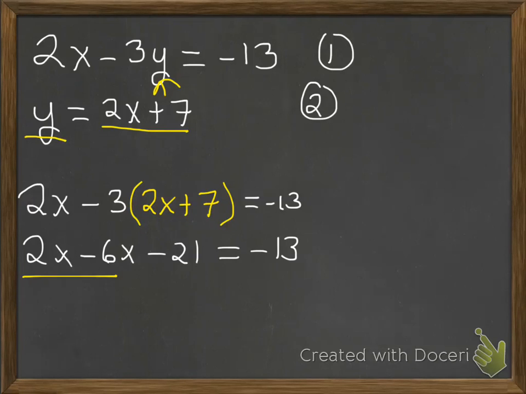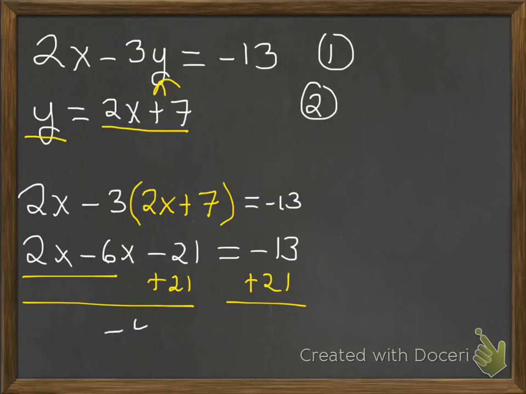Underline there the 2x and the minus 6x. Those are like terms, so we're going to go ahead and combine them together. And we're going to be efficient, and we're going to add 21 to both sides. So we're just solving the equation. We want to isolate the variable x here. So we're going to add 21 here. Add 21 to the other side.